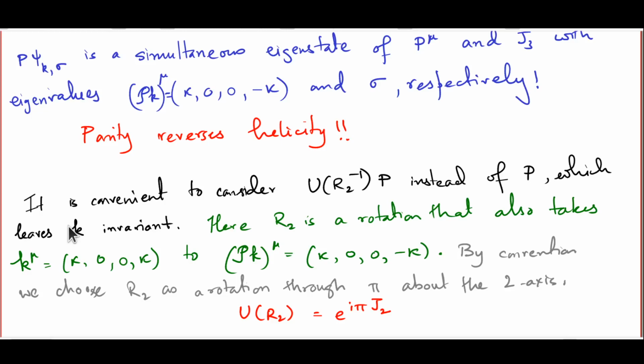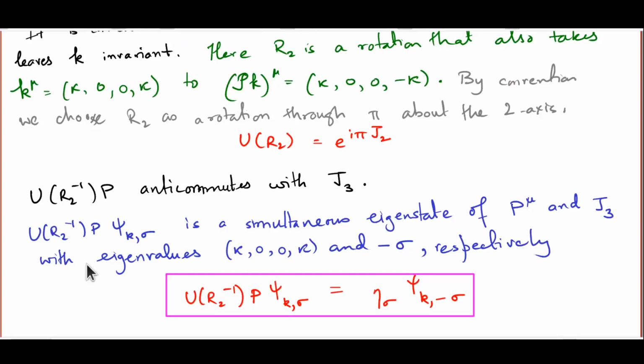Now at this point you may be surprised that we are talking about U of R2 inverse here, simply because a rotation through 180 degrees is self-inverse. So R2 inverse and R2 are the same rotation. However, let me remind you once again that for spin half particles, for which sigma takes a value of half odd integer, U of R2 inverse and U of R2 are different, so we have to be a bit careful here. It should be pretty easy for you to figure out that R2 inverse parity is nothing but a reflection in the xz plane.